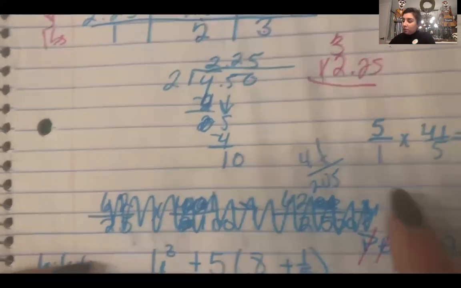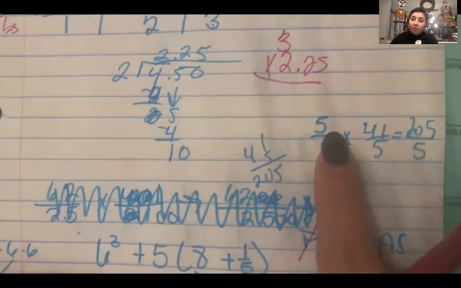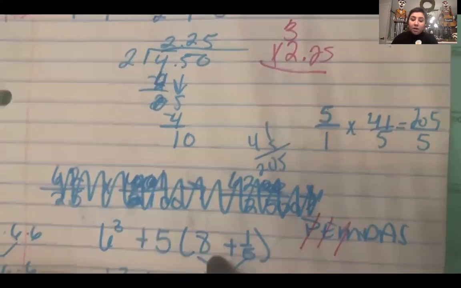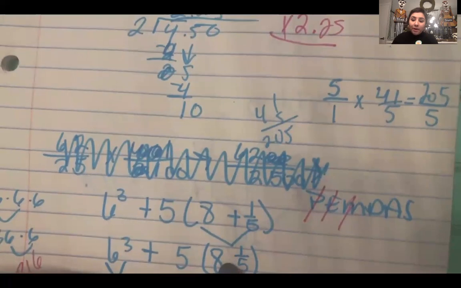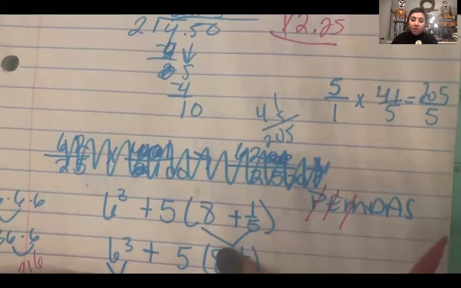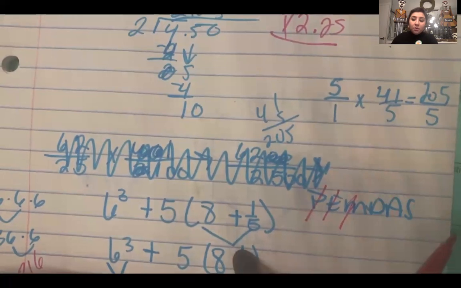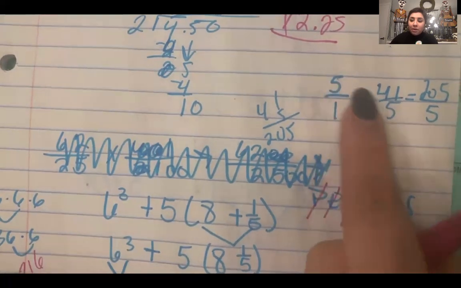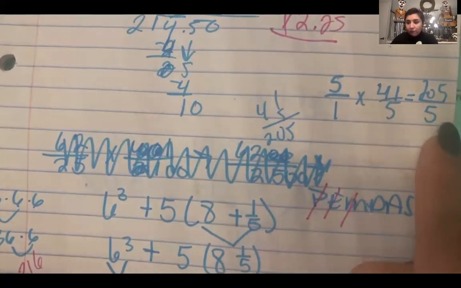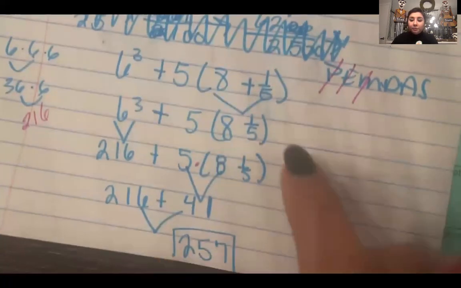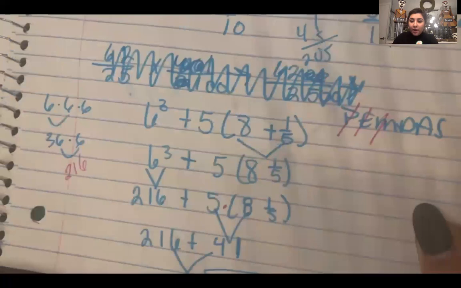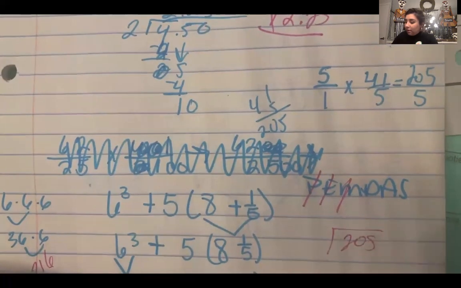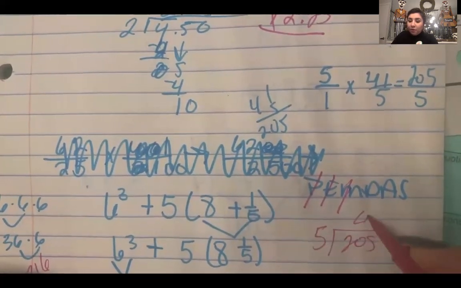Just go across. So I went ahead and put a 1 to make my 5 into a fraction, my 5 wholes. And I converted my mixed number into an improper fraction, making this 41 over 5. So 8 times 5 is 40, plus 1 is 41 over 5. And then I multiplied across. 41 times 5 is 205, 5 times 1 is 5. And then finally I divided 205 by 5. And that brought me to 41.